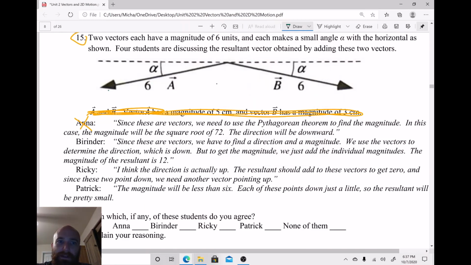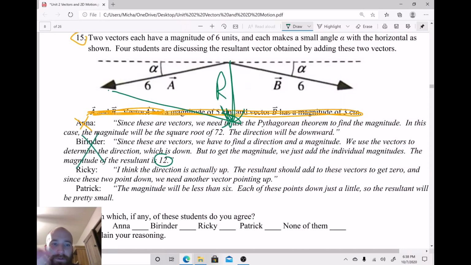because if we just do these tip to tail, I'm going to redraw one at the end of the other, and you've got a resultant that is downwards. So this is our resultant. And I just use the tip to tail for that. I'm not even doing any math. Cool. It seems like a good idea. He's kind of right? The direction is down, but you can't just add 6 and 6 to get 12. Because looking at this, the resultant looks like it's going to be small compared to the 2 6s. So he's on the right track, but Ricky says, I think the direction's actually up.